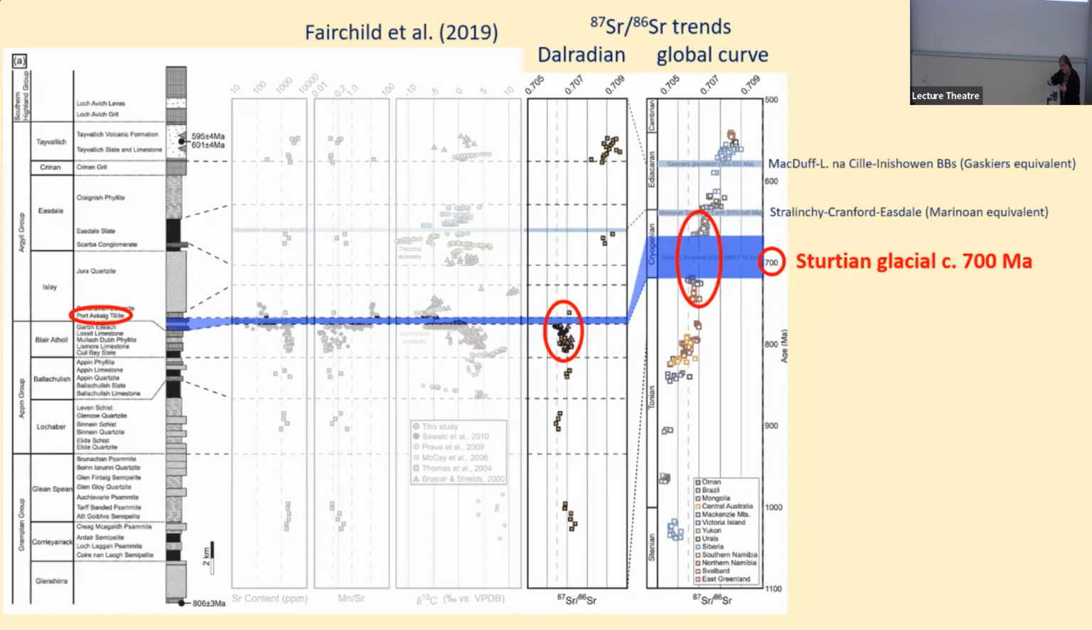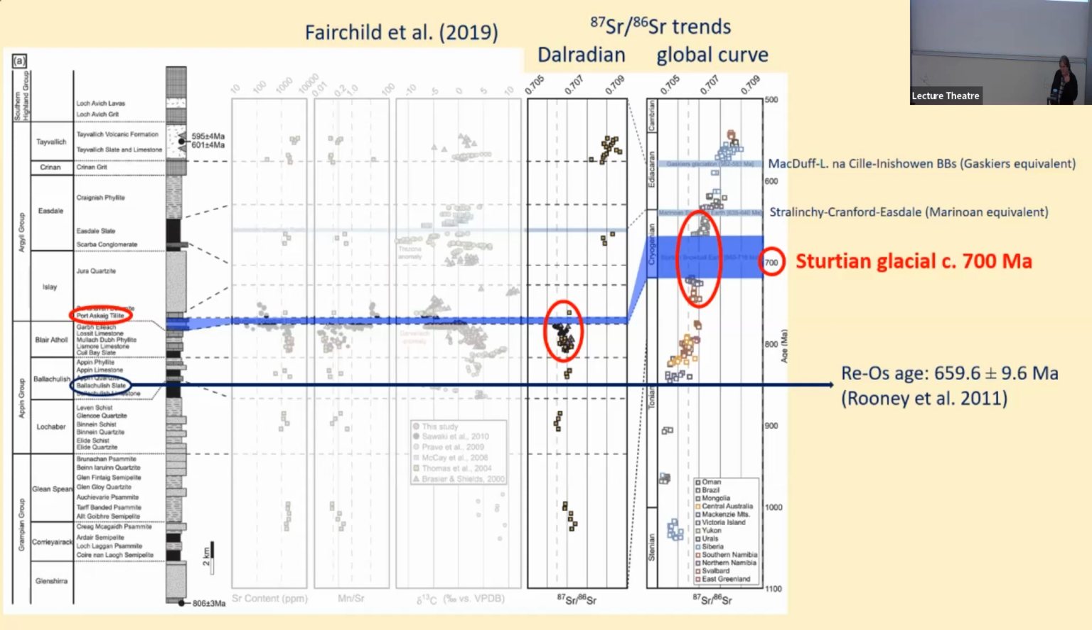Beds, being able to tie those into the Gaskiers in the Marinoan equivalent. And therefore, we have this beautiful stratigraphy now that matches. But for those of you who are Dalradian aficionados, there has been this bit of a fly in the ointment, because there is a rhenium-osmium age on the Bellahoolish slates that sit at upper greenschist, maybe lower amphibolite facies, that came out at 659, 660. So how do you reconcile this?